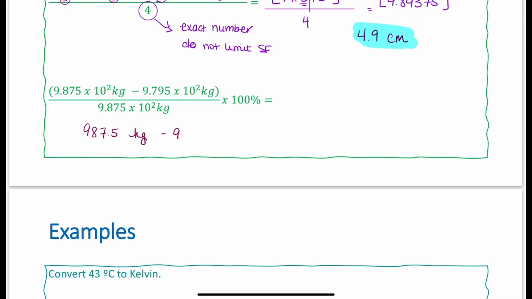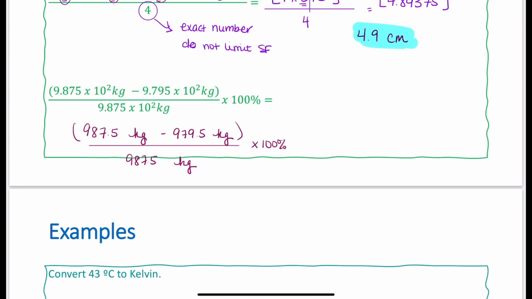9.795 times 10 to the second is the same as 979.5. Again, the division bar means I do the numerator first. It's implying that these are in parentheses. Divided by 9.875 times 10 to the second, which is the same as 987.5. This is how you check percent error. That's what this calculation is. You're comparing something to its known value.